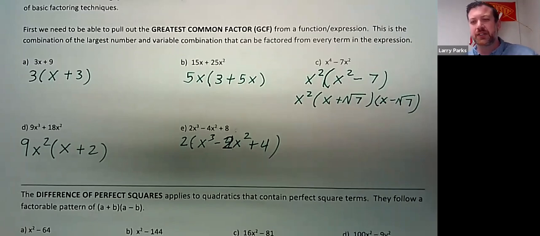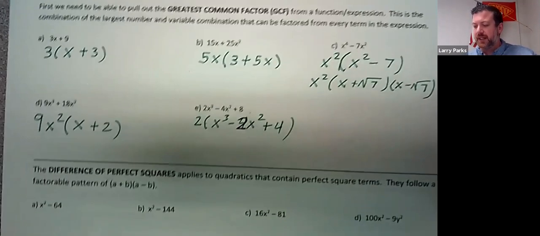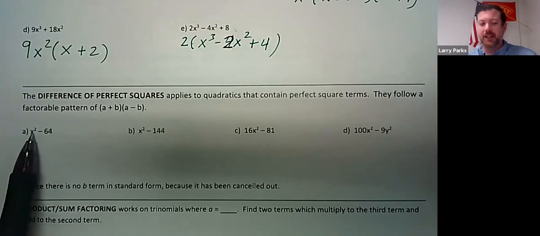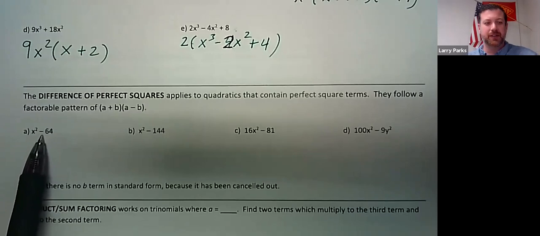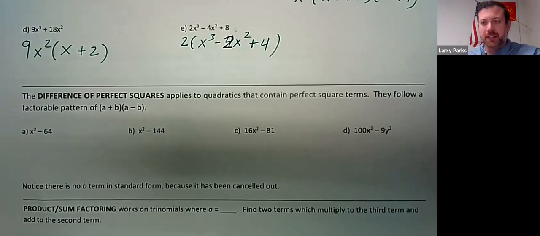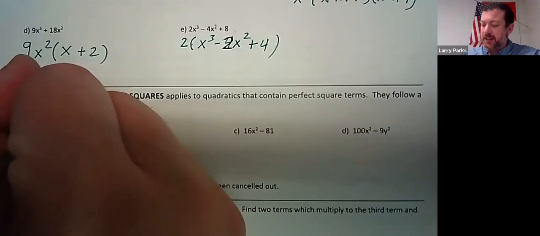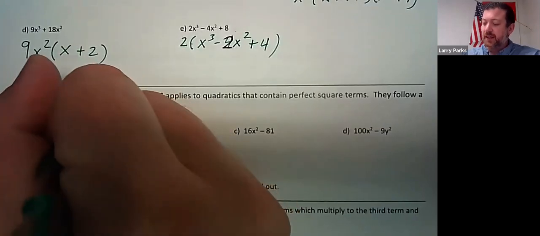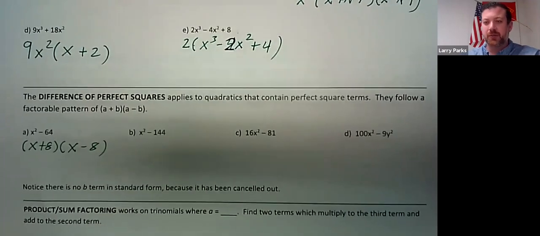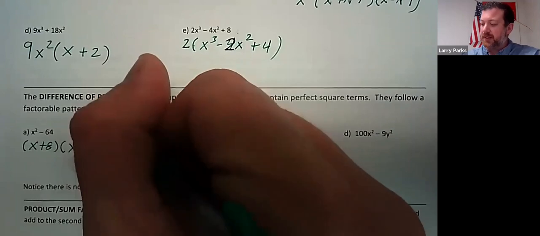So that was the first thing we covered together, is how do you do GCF? The next thing we covered was difference of two squares. If you have a square and a square with the minus, they factor into this. So x squared minus 64 would factor into x plus 8, x minus 8. X squared minus 144 would factor into x plus 12, x minus 12.